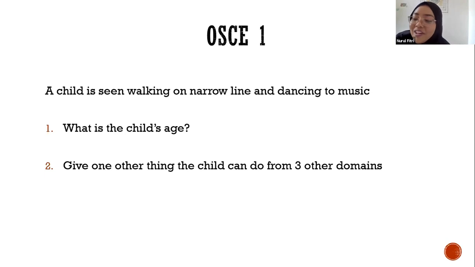Untuk fine motor, 5 years old boleh buat apa? Copy a cross, man with head, large trunk. Color neatly. Draw X, Y, Z letters. Oh, betul lah. Color neatly, square, triangle. Lepas tu tadi apa yang man with head and trunk tu.